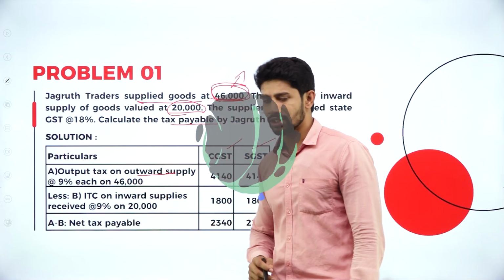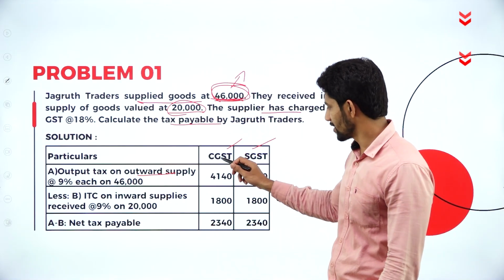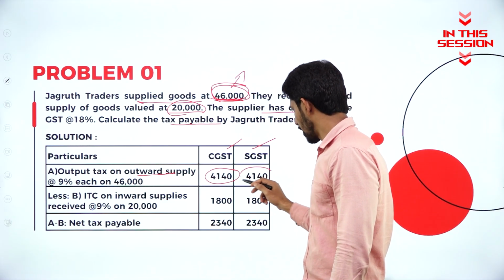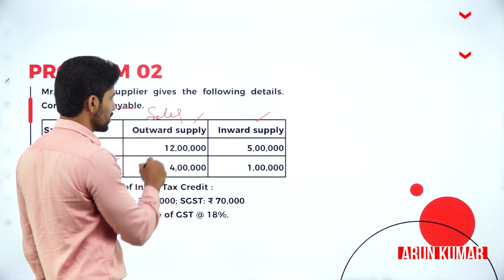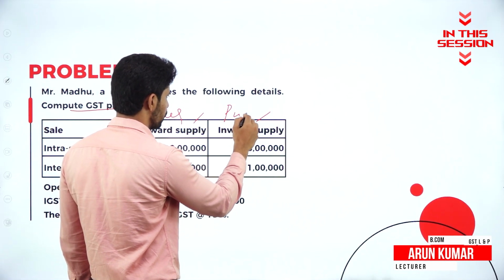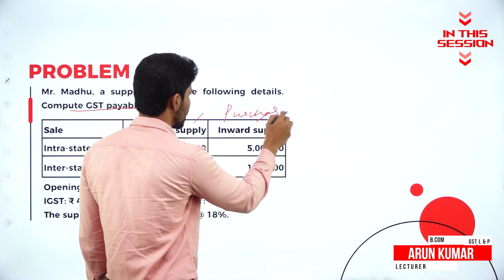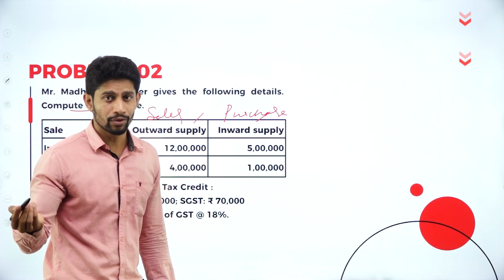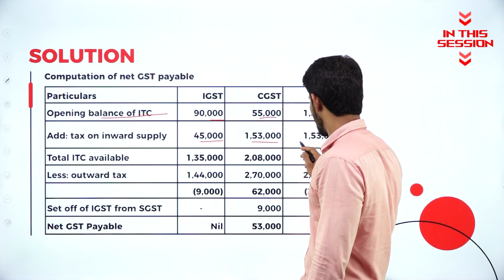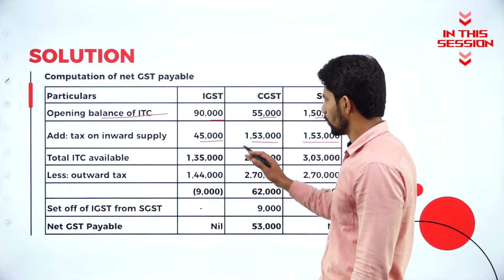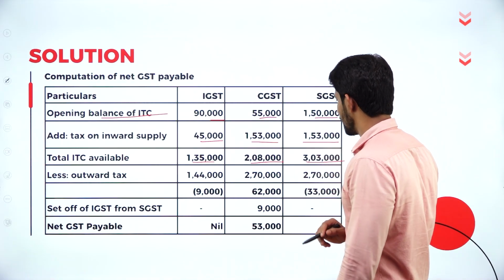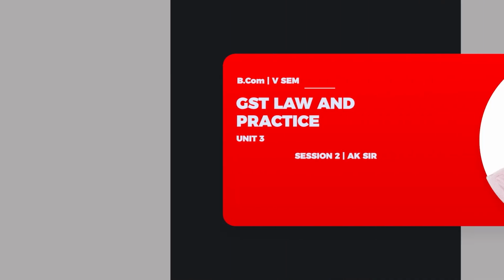So 46,000 into 9% each for CGST and SGST, you will get 4,140 and 4,140. Outward supply is nothing but sales and inward supply is nothing but purchase. So what will happen here? Sales is nothing but you will be collecting the tax and remitting it to the government. So 45,000, 1,53,000, 1,53,000. If you total it, you will get 1,35,000, 2,08,000 and 3,03,000.